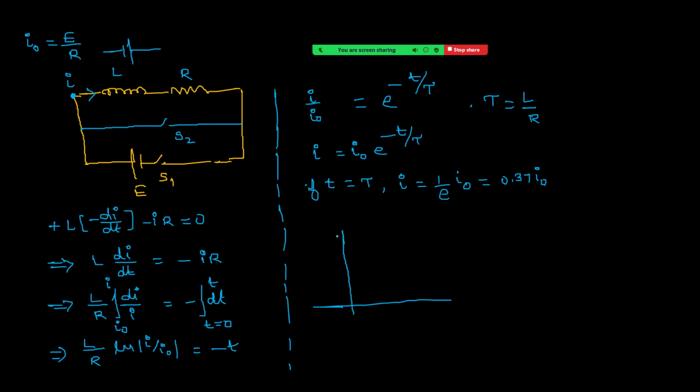Right. If I plot a graph, current versus time, that will be like this. Approximately like this. Finally it touches 0 when t value is infinite. So this is about growth and decay of current. Right. Let us solve problems.